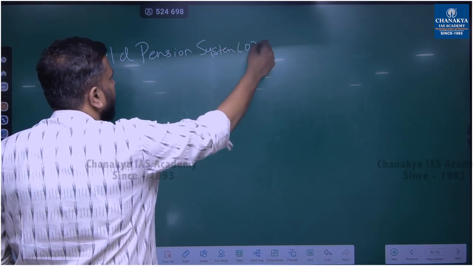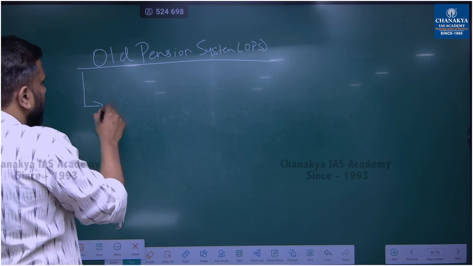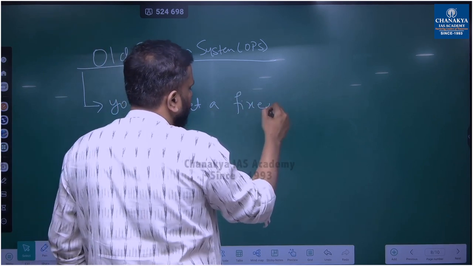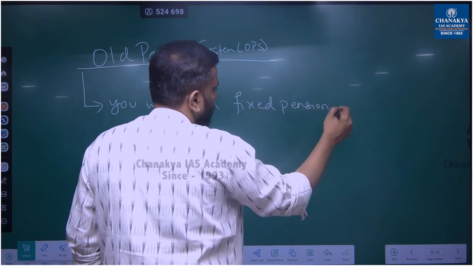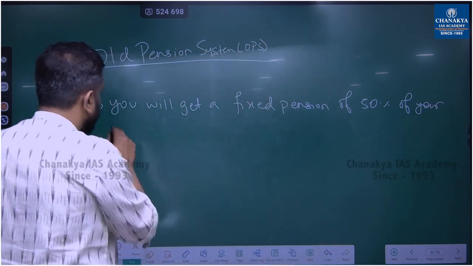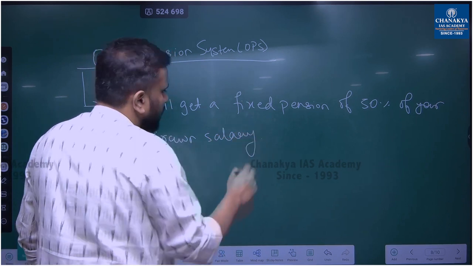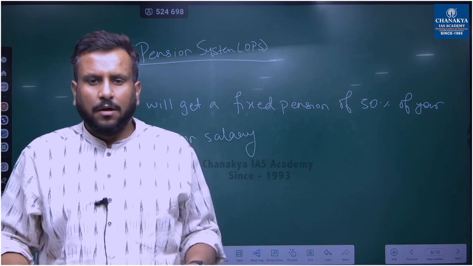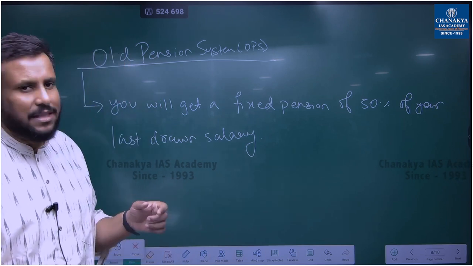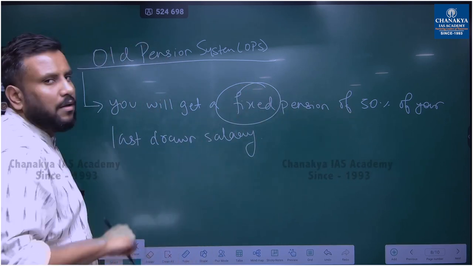जो आपको पता है पहले के गवर्नमेंट एम्प्लॉयज के लिए होता था. It was the old pension system. सो ओल्ड पेंशन सिस्टम में क्या होता था कि you will get a fixed pension of 50% of your last drawn salary. So suppose you are earning 1 lakh before retirement. So retirement ke pehle aap just 1 lakh earn kar rahe the, to aapko retirement ke baad kitna milega? You will be getting 50,000. That is fixed. You will be getting 50% of what you were drawing just before the retirement.